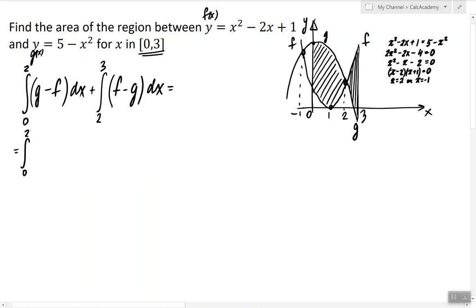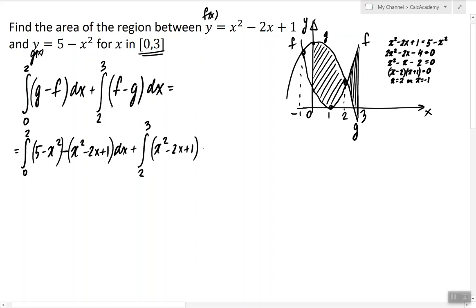So first, the integral from 0 to 2 of (5 minus x squared) minus (x squared minus 2x plus 1) in parentheses, dx, plus the integral from 2 to 3 of x squared minus 2x plus 1 minus (5 minus x squared) in parentheses. The reason we have to do it in two integrals is because the formula for the area between the graphs only works when one function is above the other one.